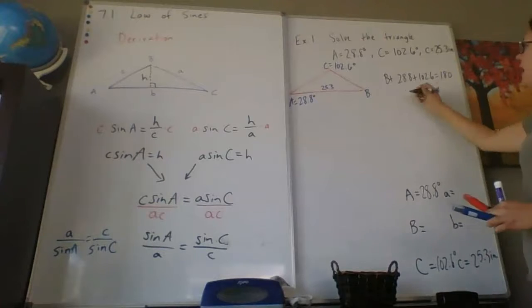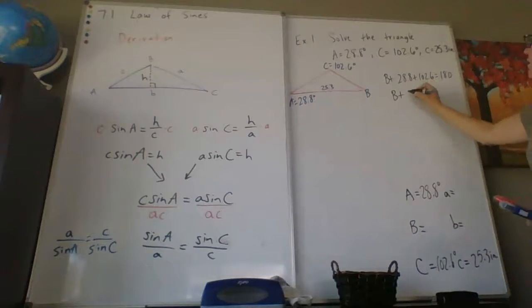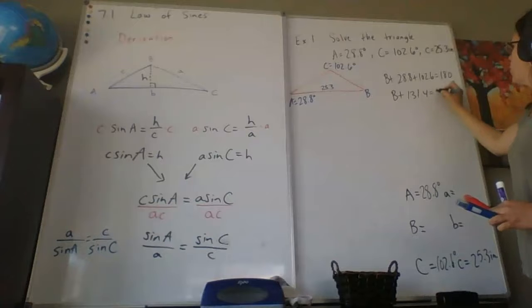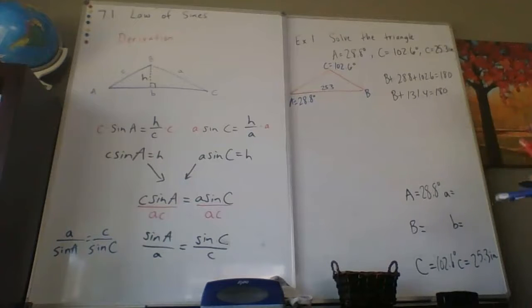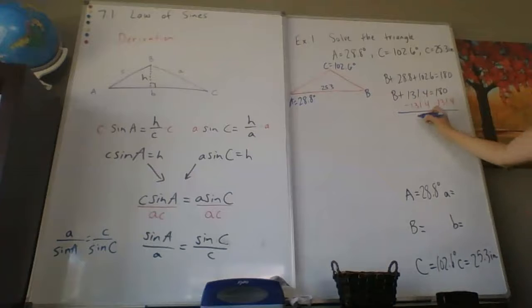Adding these two together, we get B plus 131.4 equals 180. Now we subtract 131.4 from both sides. Therefore, angle B equals 48.6 degrees. Now we need to find side A or side B.